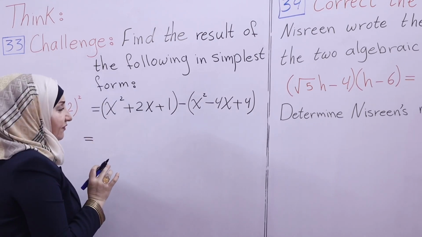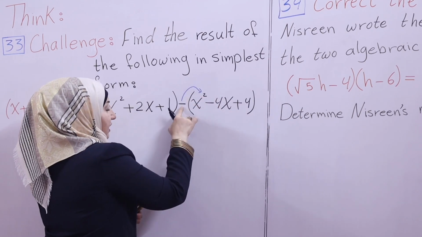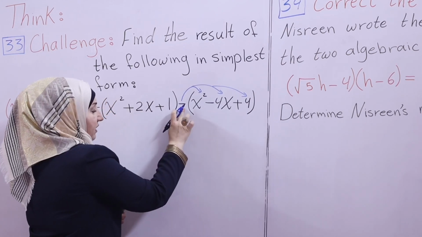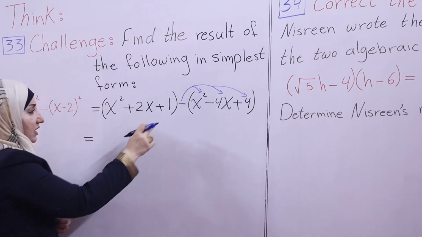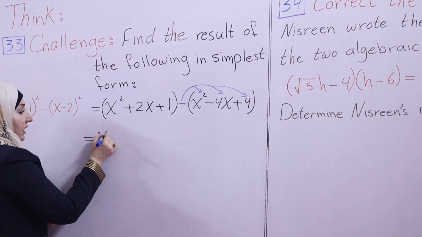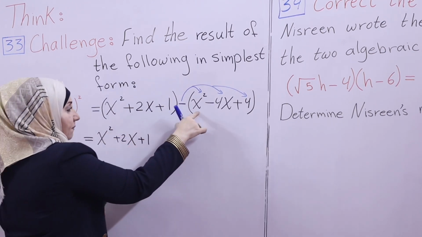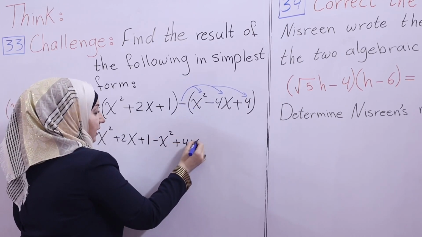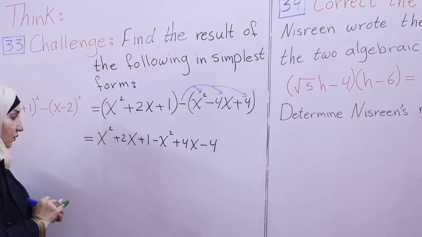And now we will simplify because here we have minus. That means the negative sign will multiply by all the terms in the brackets after the sign of multiplying, the sign of subtracting. And now it will be x squared plus 2x plus 1 minus x squared plus 4x minus 4. And now we can simplify.